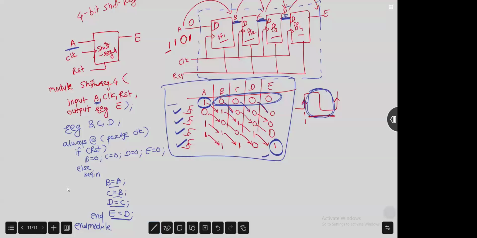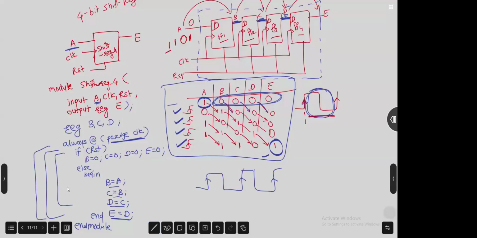No problem. Already in the always block we have written the positive edge of the clock. That means when the first rising edge of the clock occurs, this block will execute. When the second rising edge occurs, this block will execute a second time. When the third comes, it will execute again, and when the fourth comes, it will execute again. Every time the clock comes with a rising edge, the block will execute, because here we have written the sensitivity list, which is the positive edge of the clock. Yes, let me know.